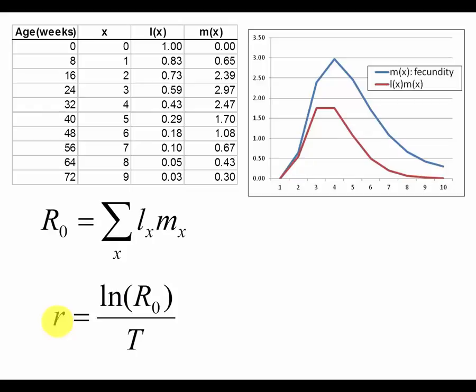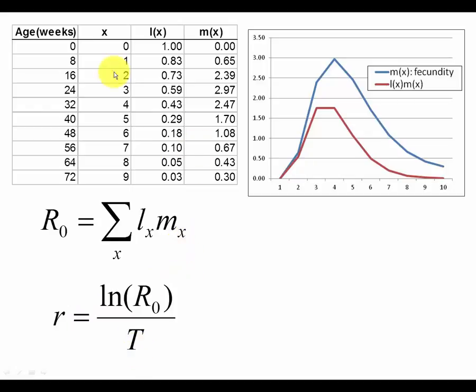And this, in fact, is how this per capita population growth rate is generally calculated. You look at age-specific survivorship and fecundity for a cohort of organisms. You build a life table like this, calculate big R sub 0, and from that you calculate little r.